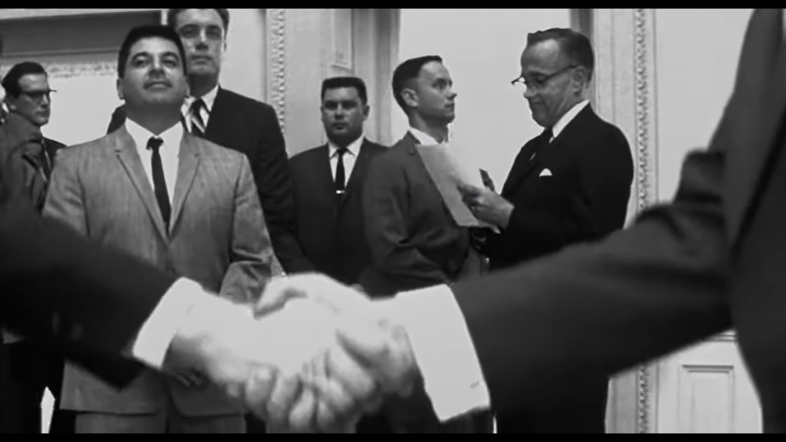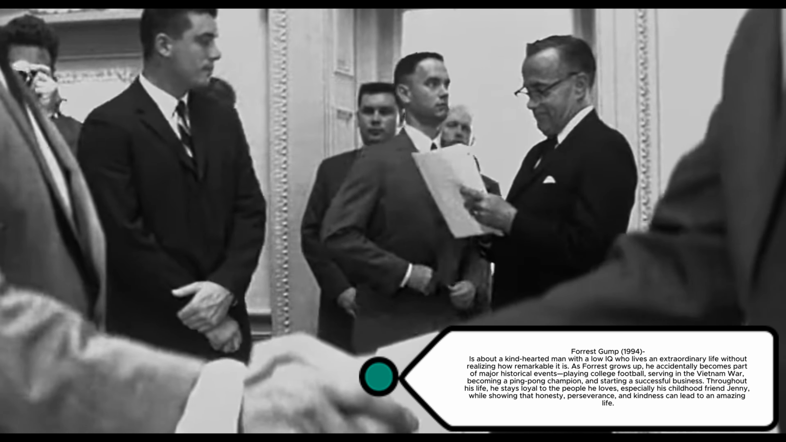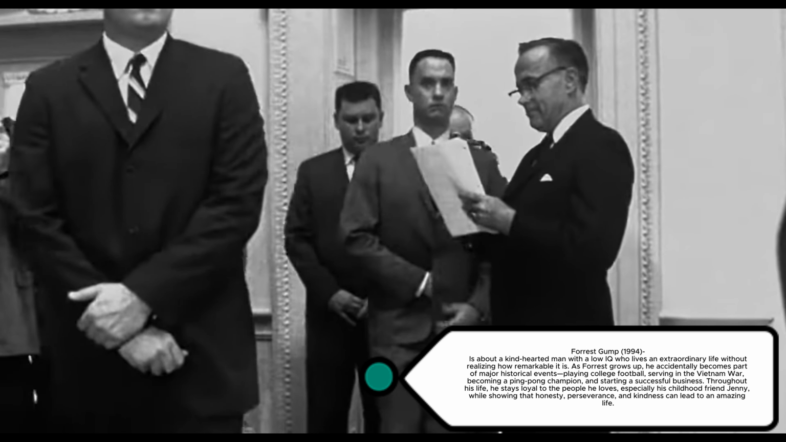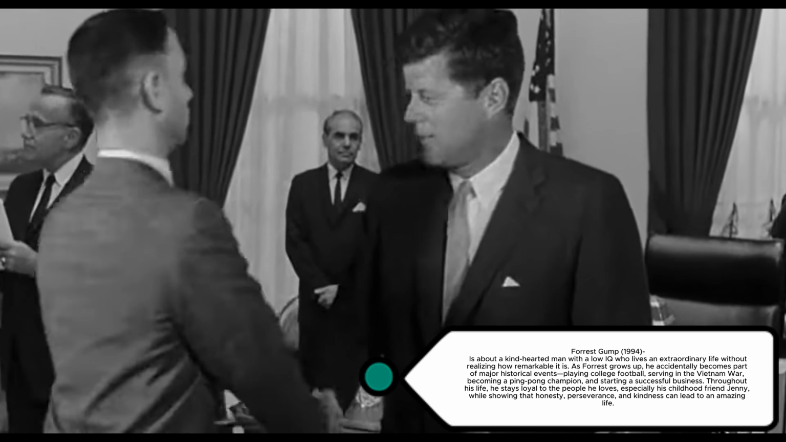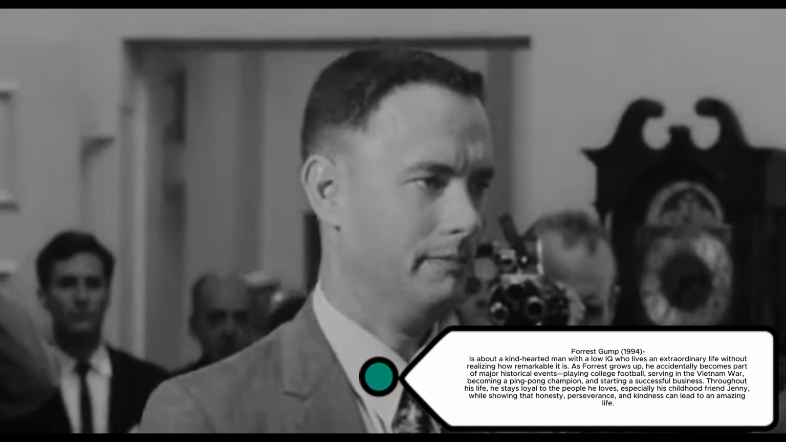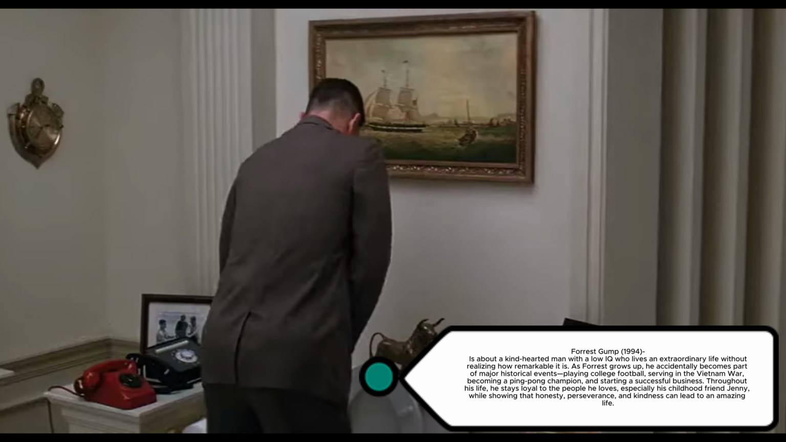CGI then demonstrated its versatility with Forrest Gump. Here, the effects were used invisibly, utilizing extensive digital manipulation of historical footage to place a fictional character into real moments with historical figures. This film showed that CGI could reshape reality without the audience even noticing the manipulation.